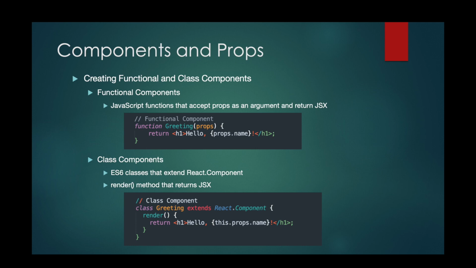Here is an example, same class Greeting, and we are saying extends React.Component. And inside the class, we are calling the render function, which returns the HTML with "Hello", and then you're using this.props.name.